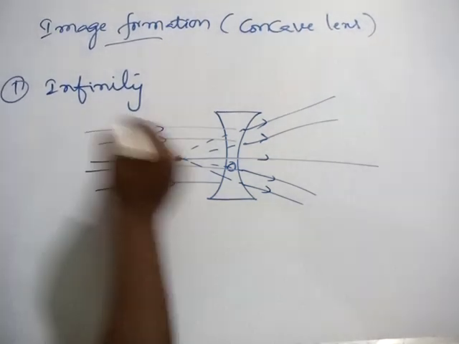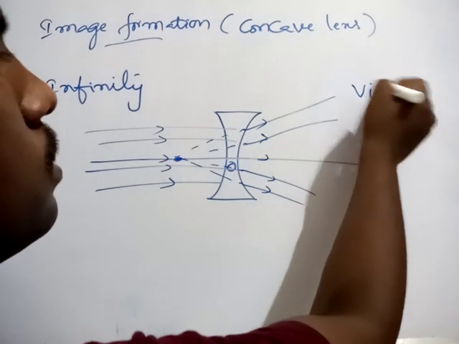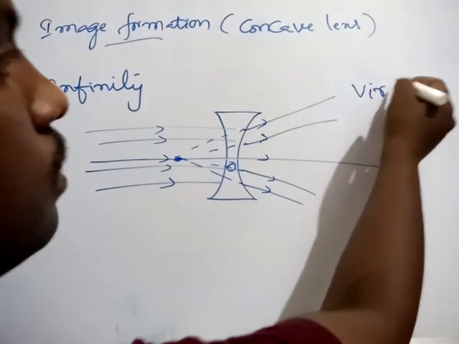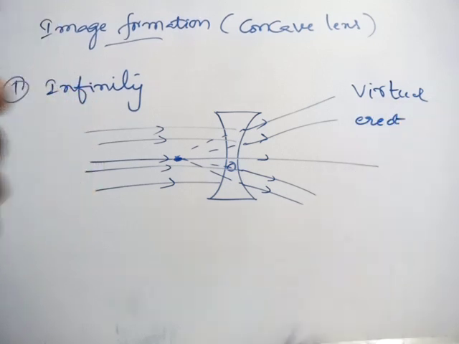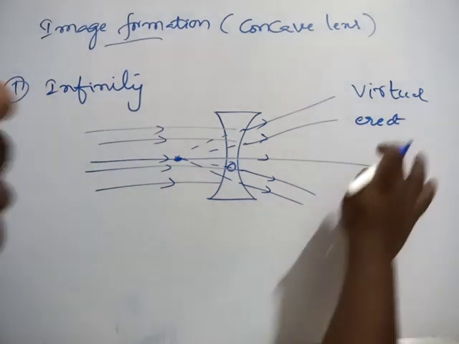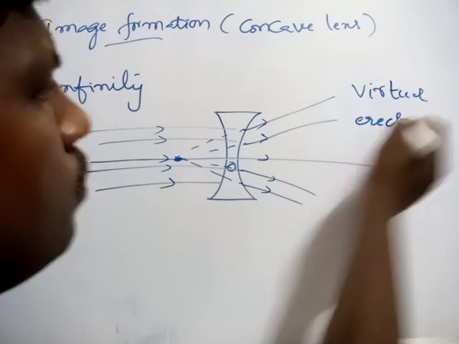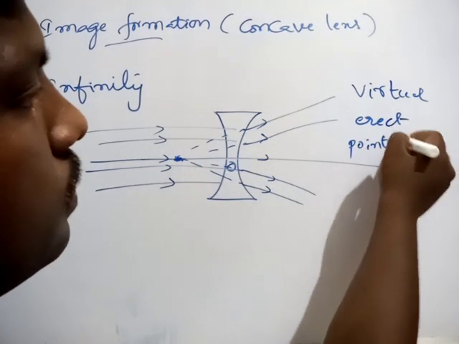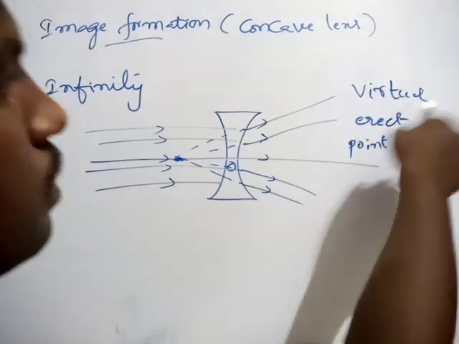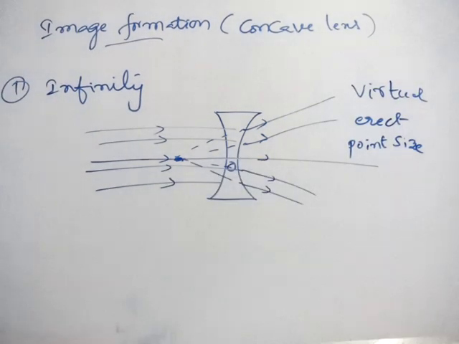A concave lens always forms a virtual and erect image. Virtual and erect, and highly diminished, because the image is point size. So the size of the image is point size. These are the characteristics of the image.